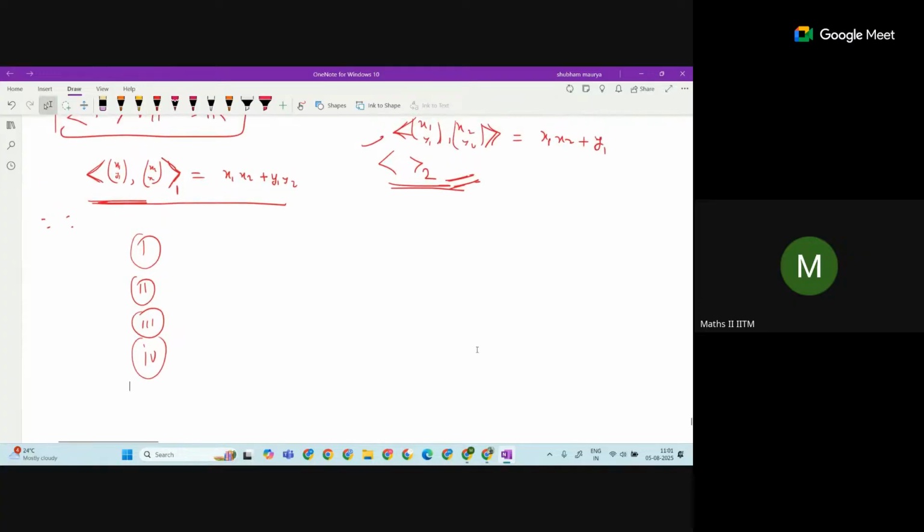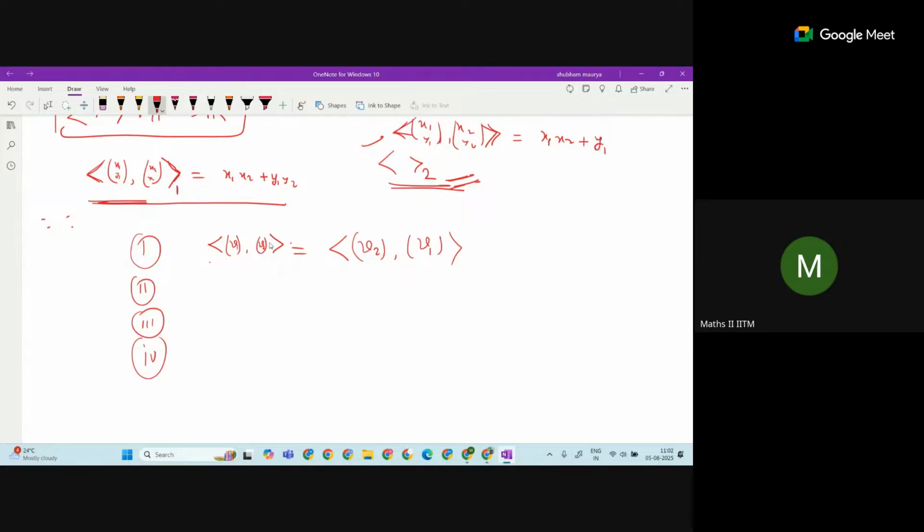The first rule is that, I'm not writing any subscript one or two, I'm saying it for the general case. Let's say I have these two, this is V1 and this is V2. If V1 comma V2 is equal to V2 comma V1, as you know in matrix multiplication, if I'm just changing the position, this should hold. It doesn't matter if I'm changing the position.